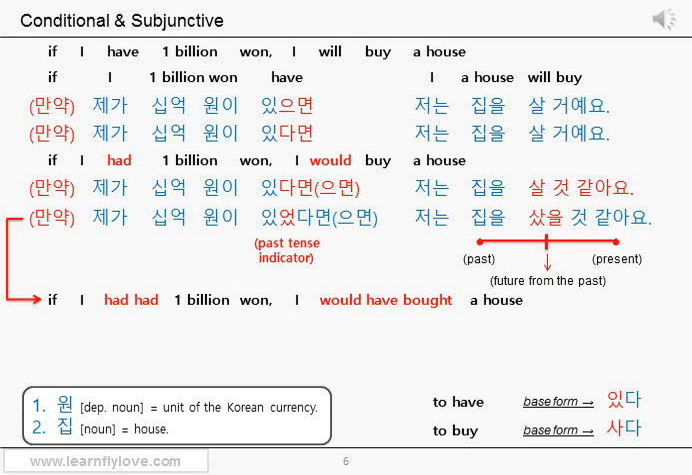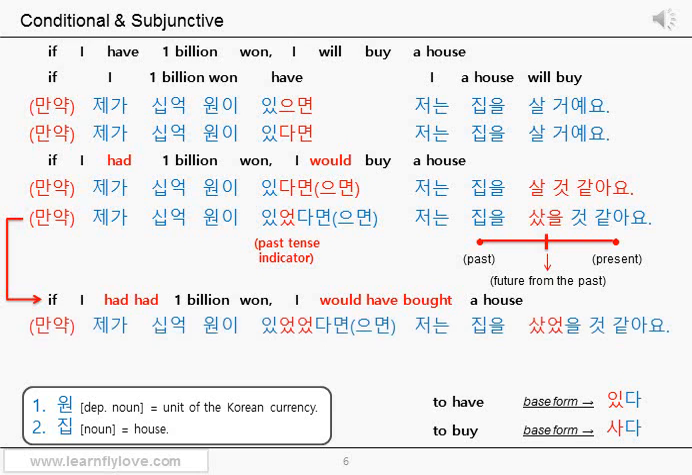So you are now able to make conditional sentences in the present and the conditional sentences in the past in Korean. Okay, that's great. But unfortunately, there's one more thing you should learn in Korean. Let's take a look at the next sentence. 만약 제가 10억 원이 있었었다면 저는 집을 샀었을 것 같아요. 만약 제가 10억 원이 있었었다면. Let's see 있었었다면 part together. It can be a tongue twister for you.